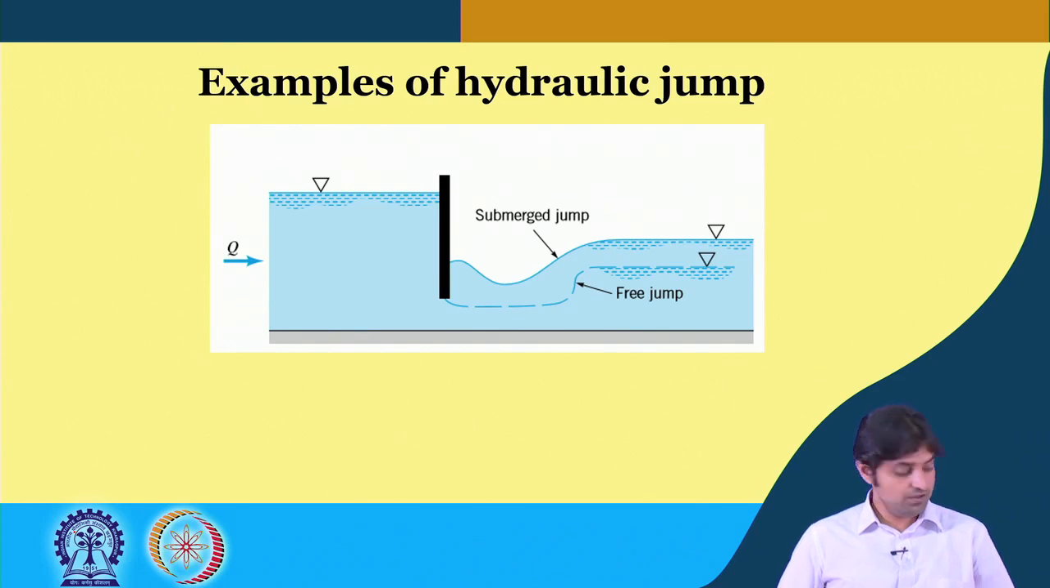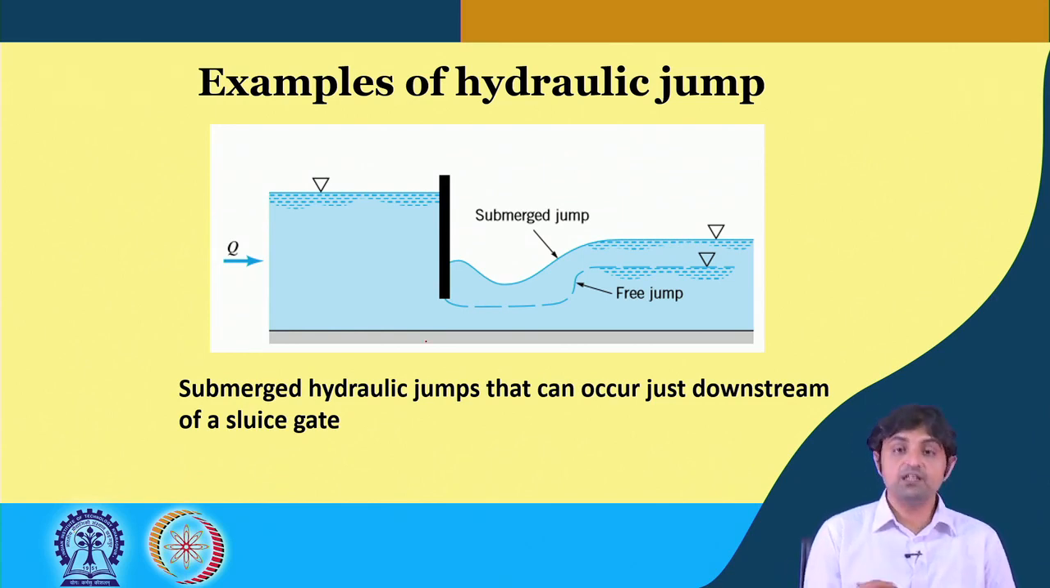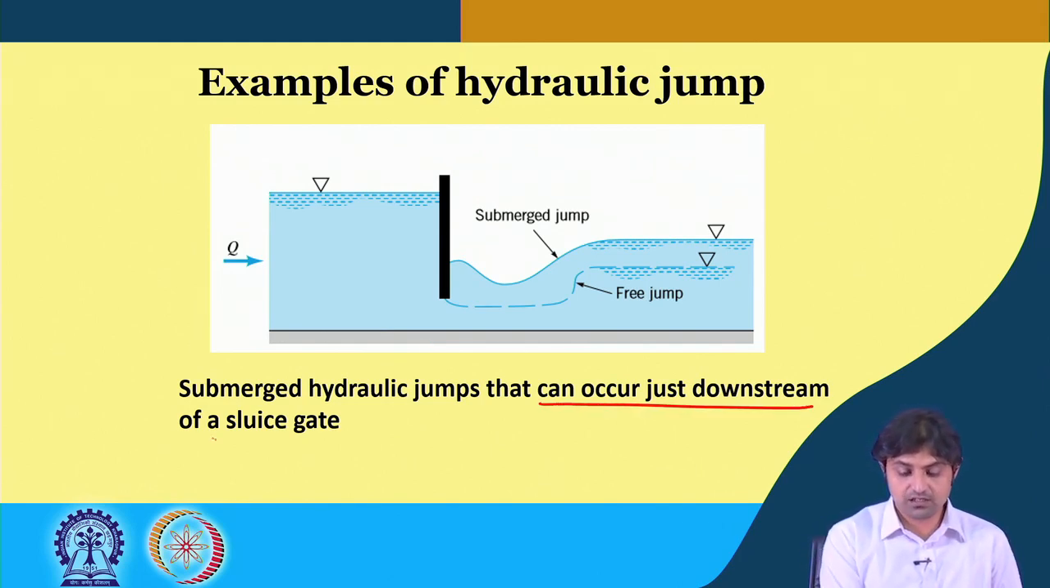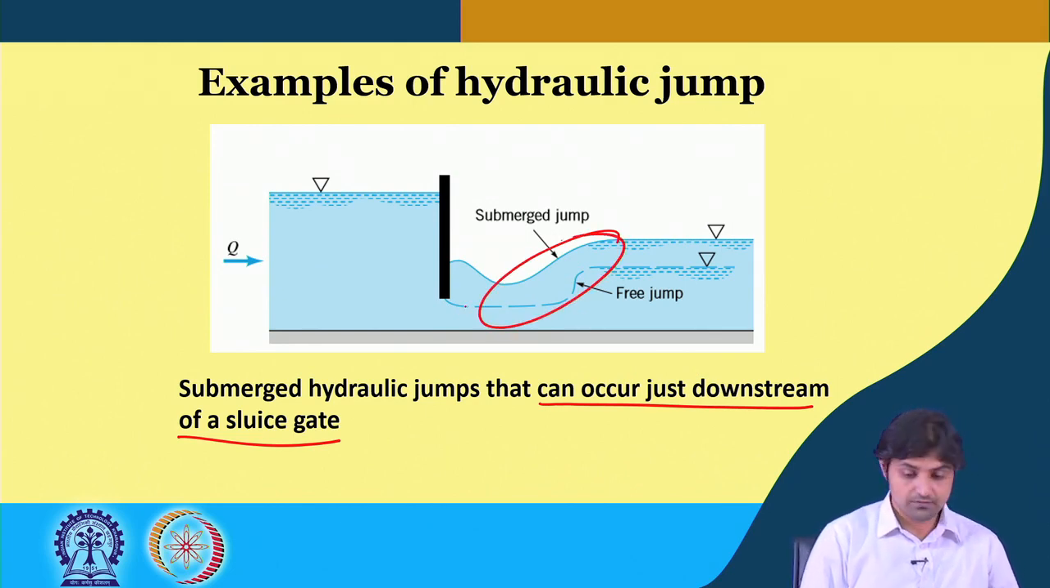So, this is the submerged hydraulic jump that can occur just downstream of a sluice gate. Depending on the flow conditions, many things will depend upon the velocity and other factors, but this can occur just downstream of a sluice gate. All right.